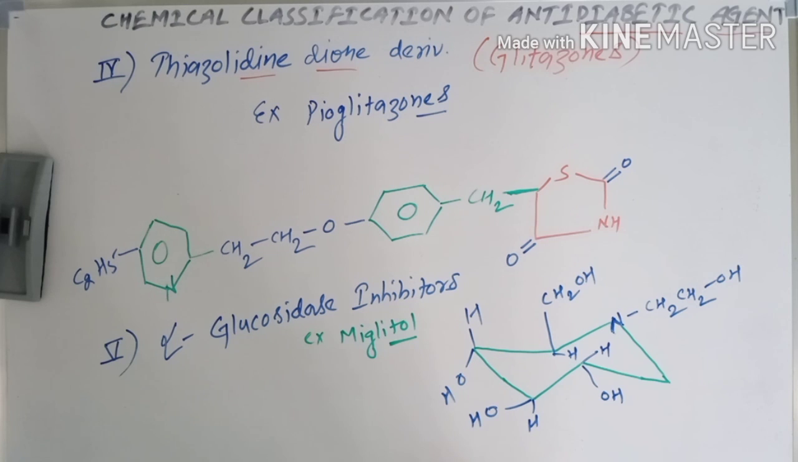So here we have finished the chemical classification of antidiabetic agents. In the next class we will discuss the SAR and synthesis of some selected antidiabetic agents.